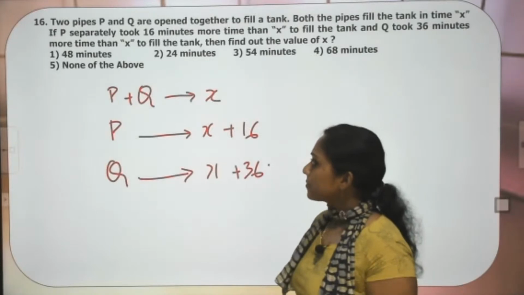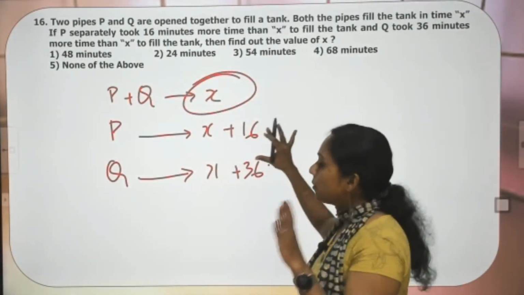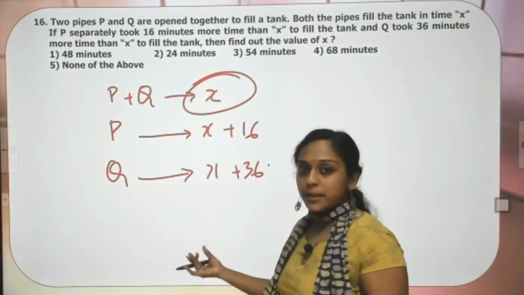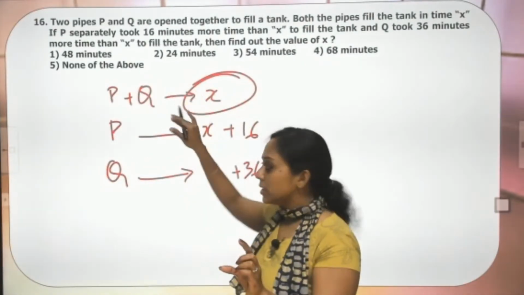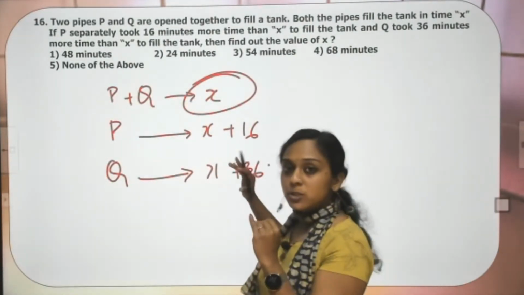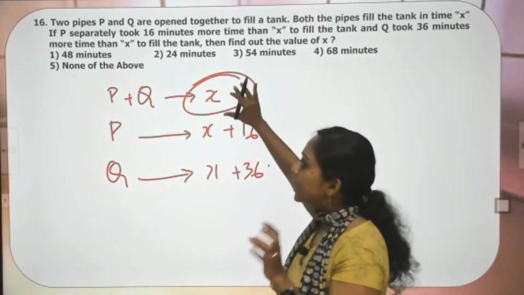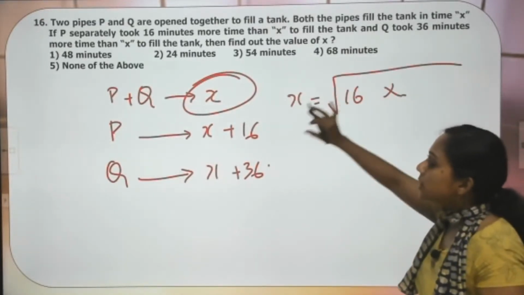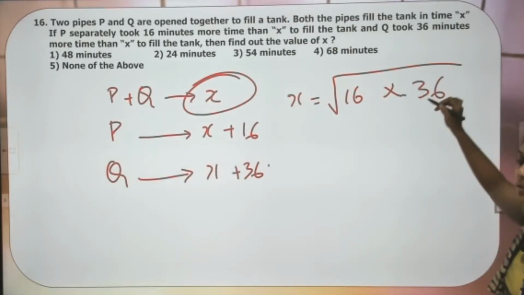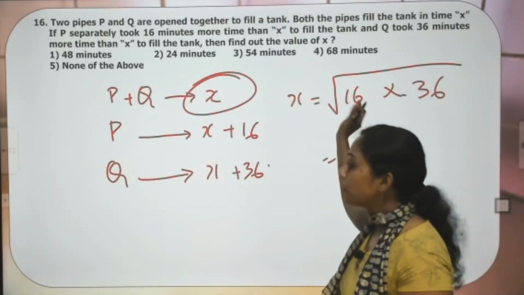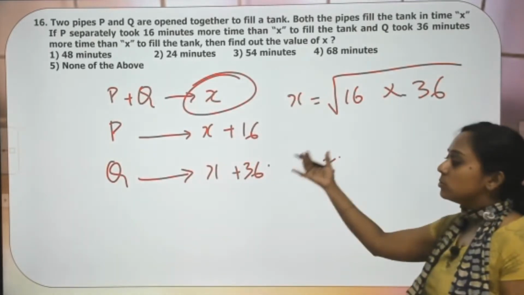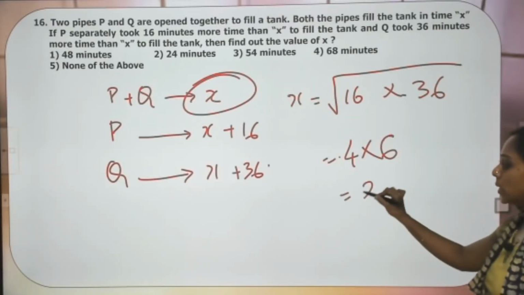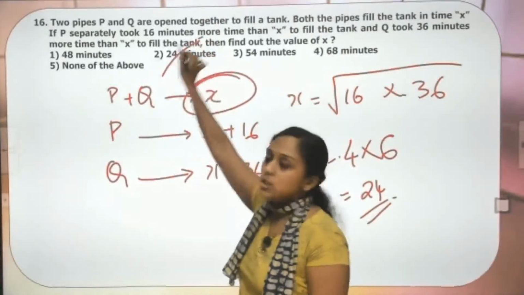When you are getting a question like this, please note this. The individual times for P and Q are given with respect to the time taken when they are working together. The time taken when they are working together will always be the square root of the product of the extra times which they have taken. That's a shortcut, please note it. So that is root of 16 into 36. Root 16 is 4, root 36 is 6. So 4 times 6 is 24. So the answer is 24 minutes. That is option 2.